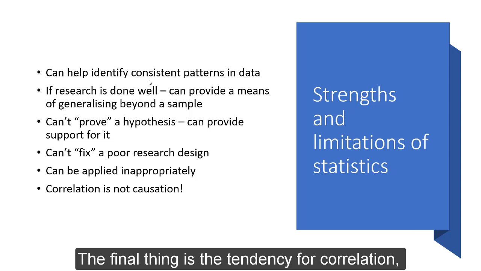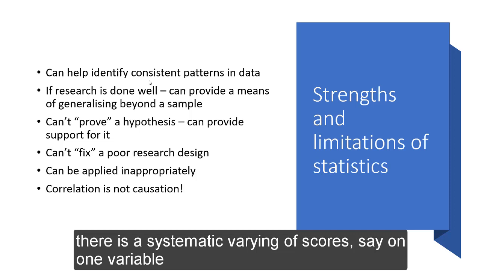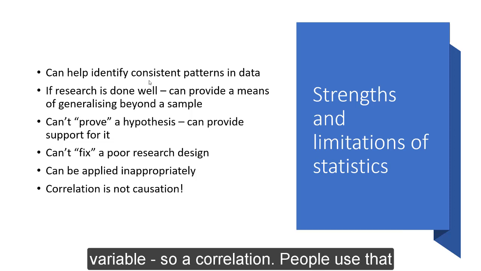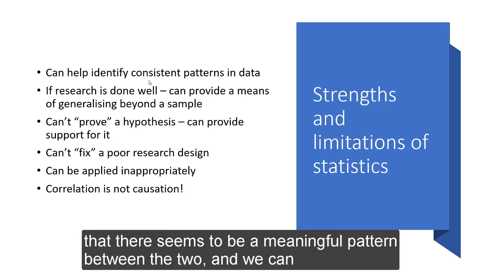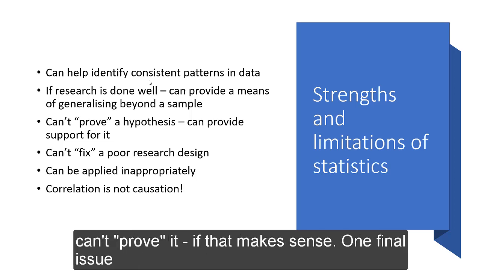And the final thing is the tendency to confuse correlation with causation, which is where we see patterns in data, so that there's a systematic varying of scores, say, on one variable, and that's mirrored in some way by scores on another variable, so a correlation. People use that to infer causation, so that X causes Y. But actually all we can say with statistics is really that there seems to be a meaningful pattern between the two. And we can use theory to try and infer causation, but statistics can't prove it, if that makes sense.